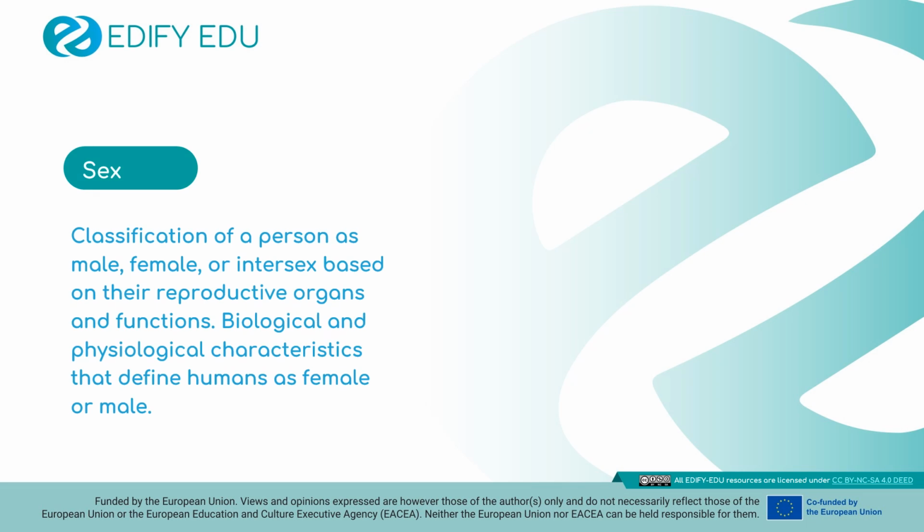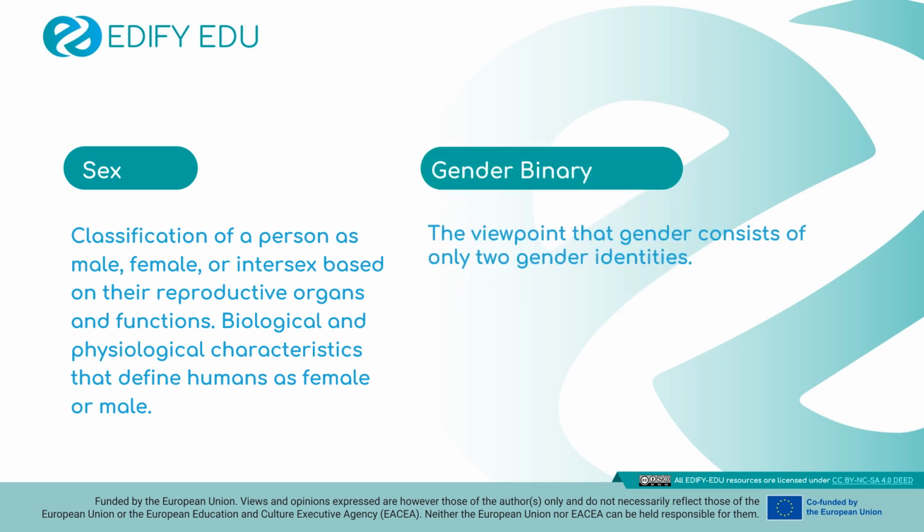Sex is defined as the classification of a person as male, female, or intersex based on their reproductive organs and functions, biological and physiological characteristics that define humans as female or male. Often, society conflates sex and gender, viewing them as the same thing. However, sex and gender are not the same thing. Gender binary is defined as the viewpoint that gender consists of only two gender identities.